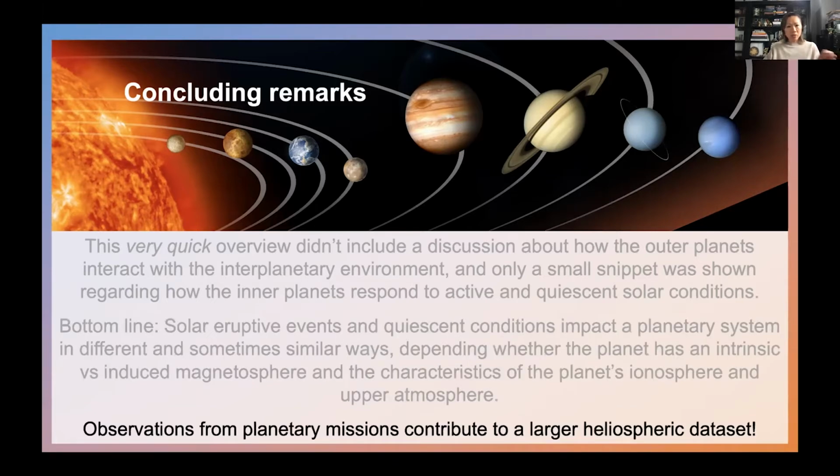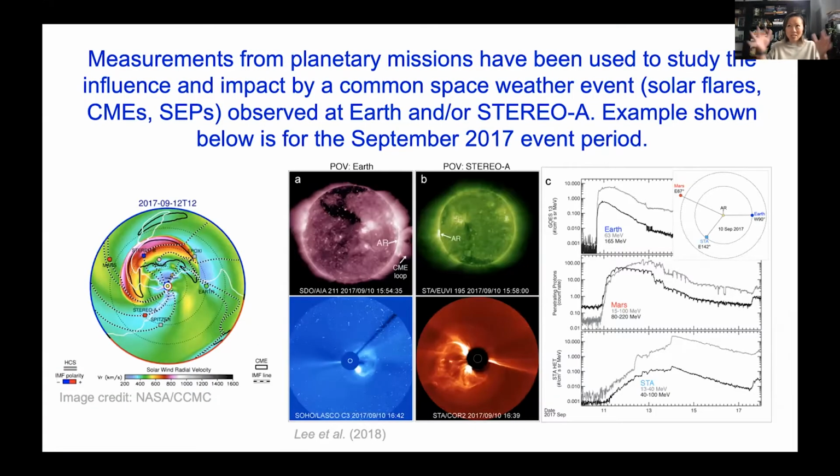And what I wanted to segue to, and this is my last final point, is that the observations from planetary missions contribute to a larger heliospheric data set, which is, I think, why the P part in a way exists for WHPI now.